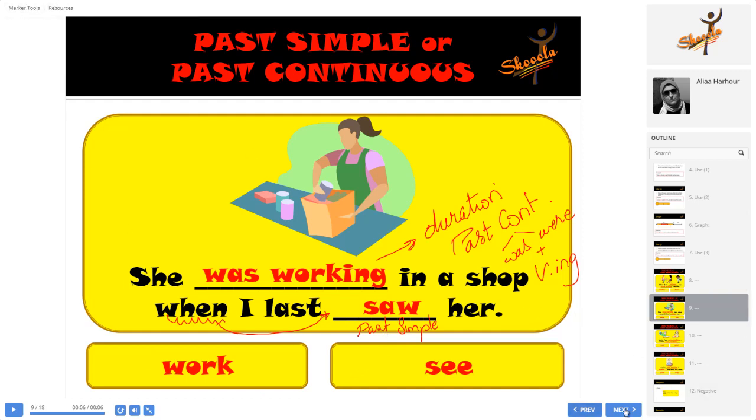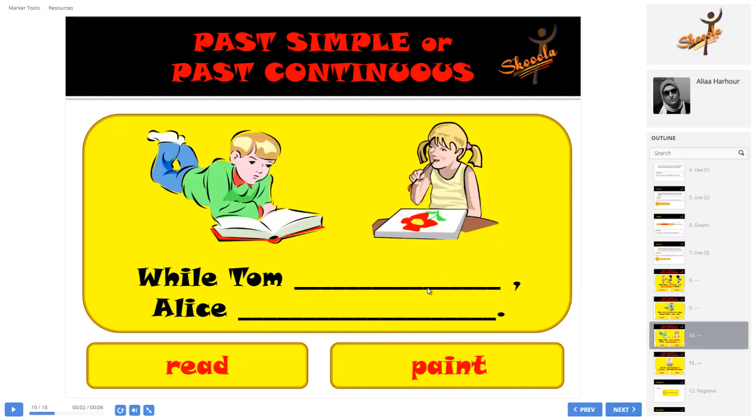And let's go to another example. I have here a boy and a girl.